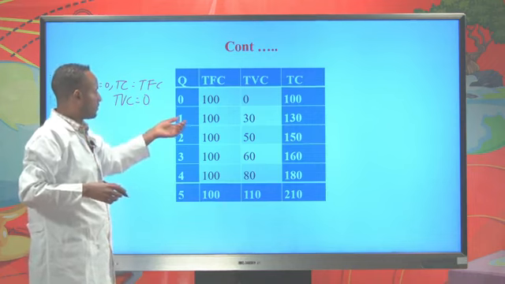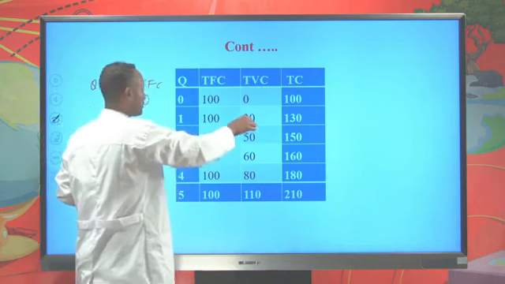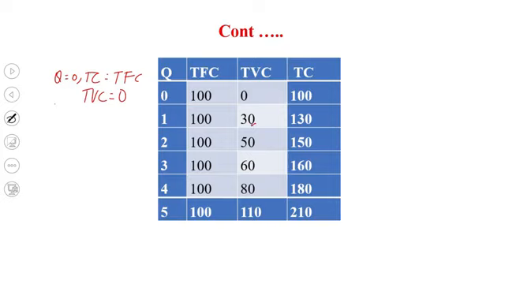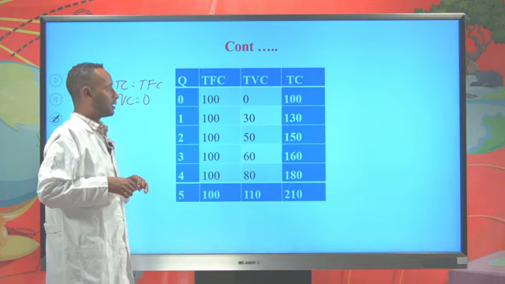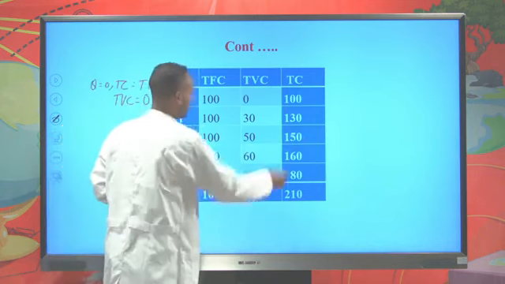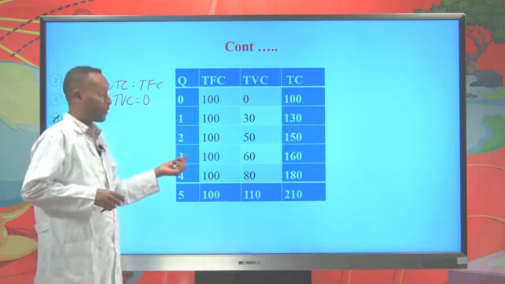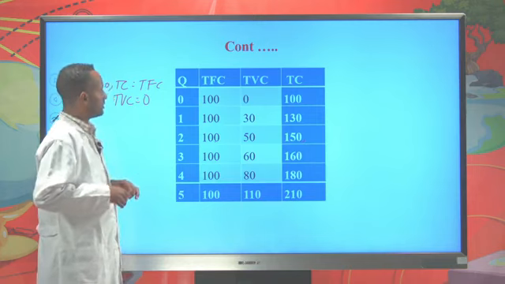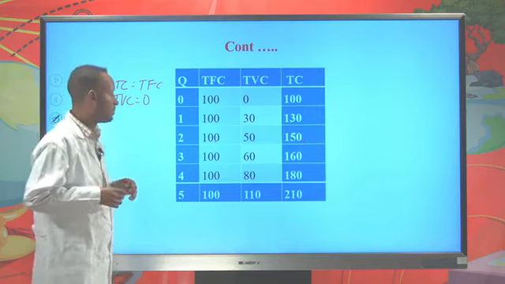If the total fixed cost of producing 1 unit of a commodity is 100 birr and the total variable cost of producing 1 unit is 30 birr, then the total cost of production is 130 birr. If the total fixed cost of producing 2 units is 100 birr and the total variable cost of producing 2 units is 50 birr, then the total cost of production is 150 birr. And if the total fixed cost of producing 3 units is 100 birr and the total variable cost of producing 3 units is 60 birr, then the total cost of production will be 160 birr.